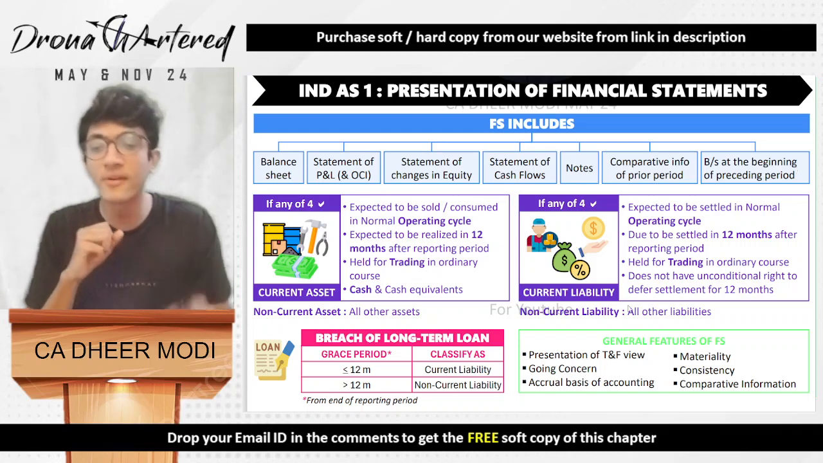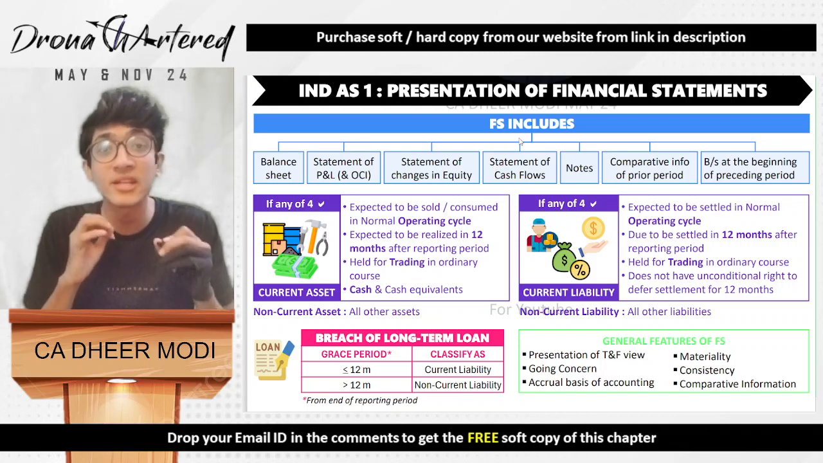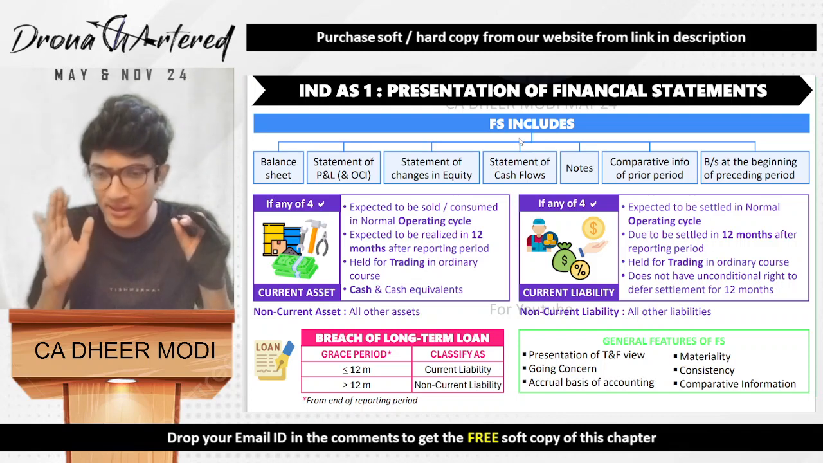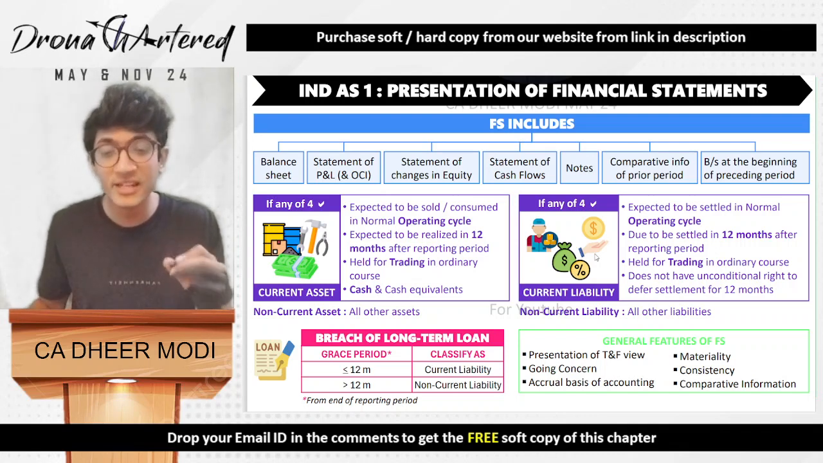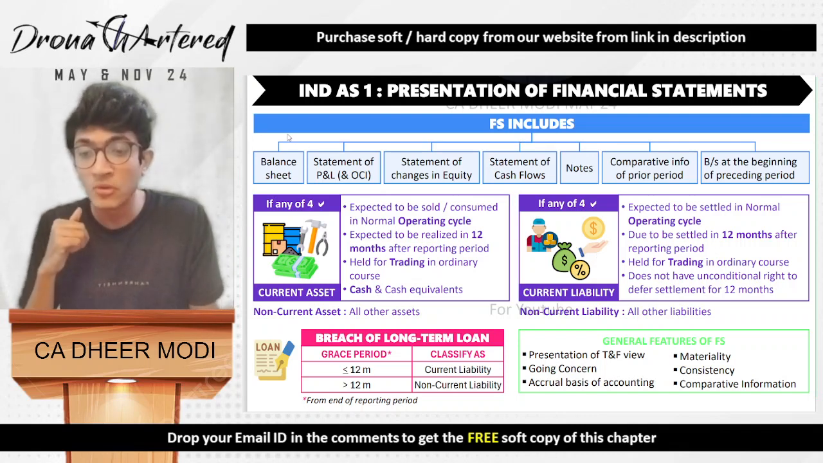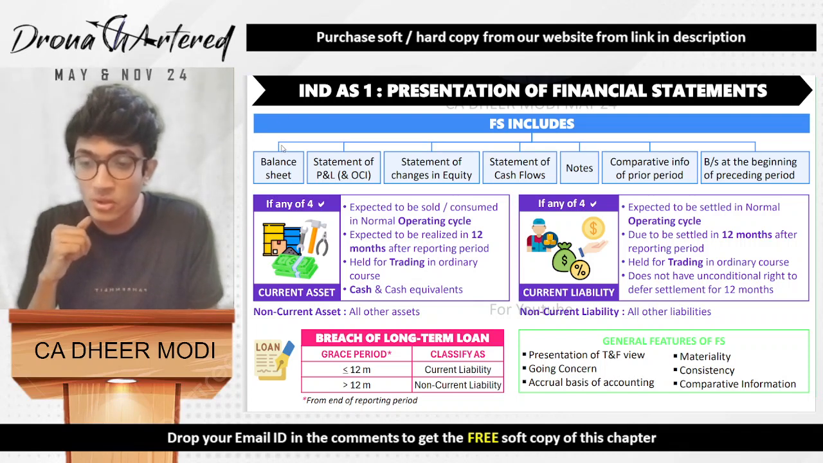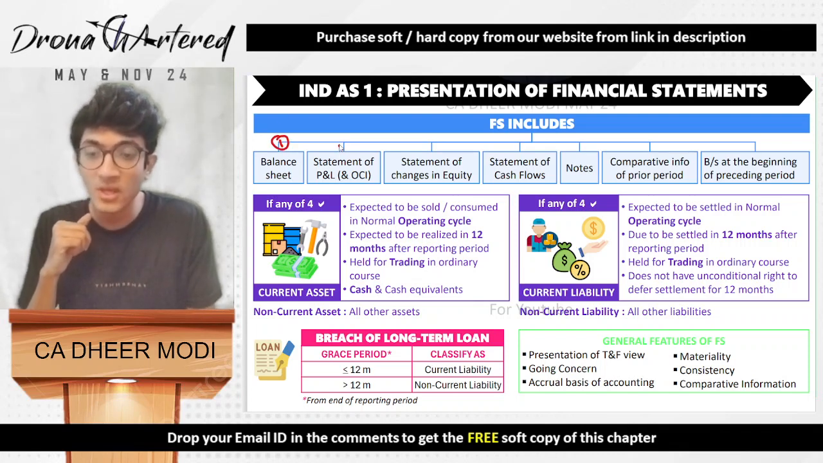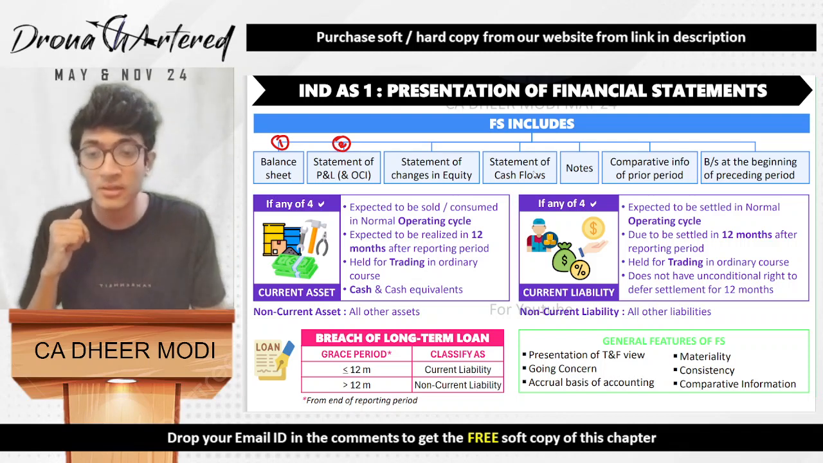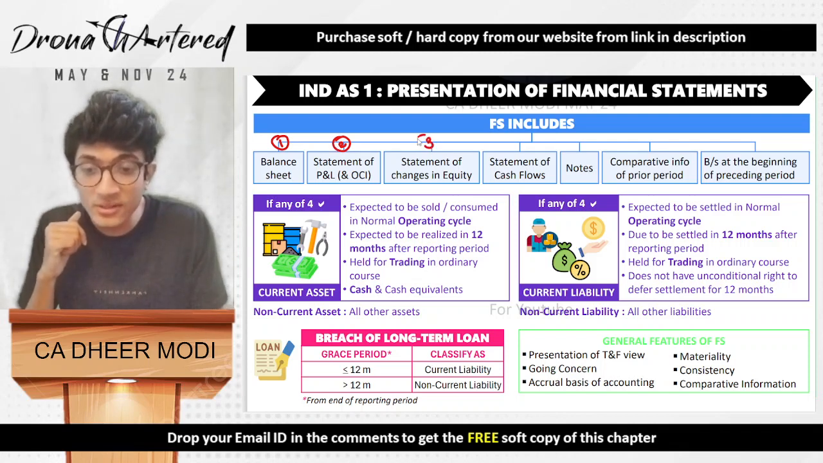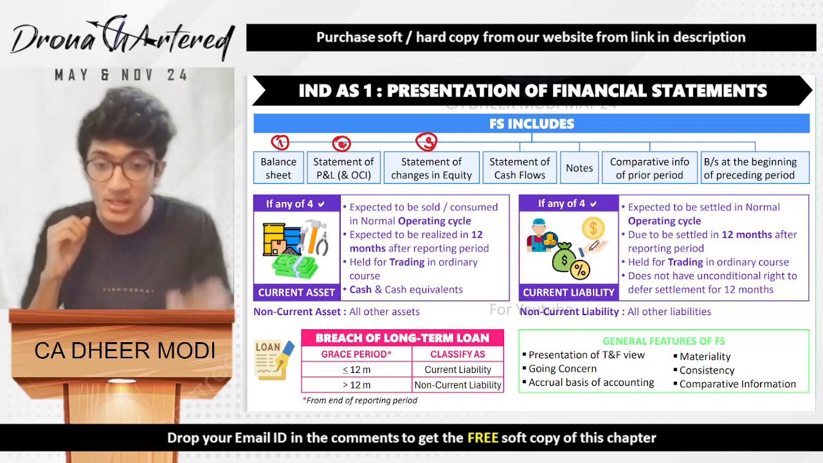So starting with our first Ind AS, that is Ind AS 1, presentation of financial statements. Easiest Ind AS, nothing to worry about. It says what are your financial statements and what they include. First of all, your financial statements include your balance sheet, your statement of P&L and OCI, that is your other comprehensive income. Then third is your statement of changes in equity.